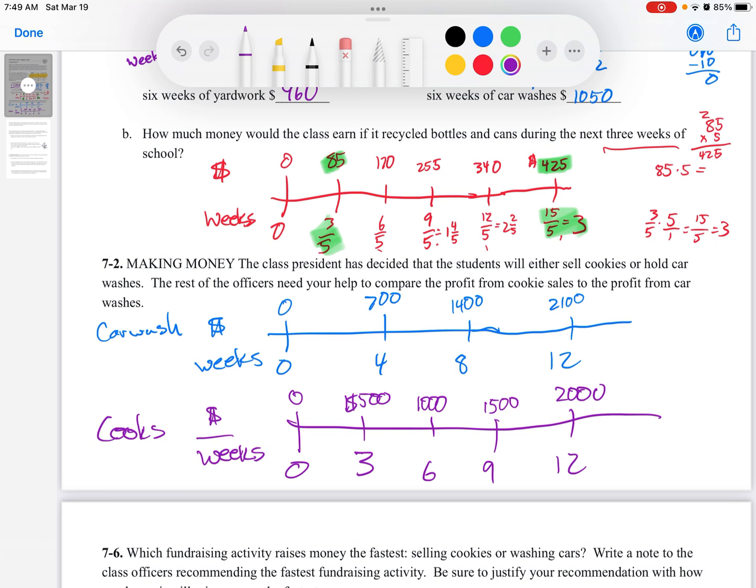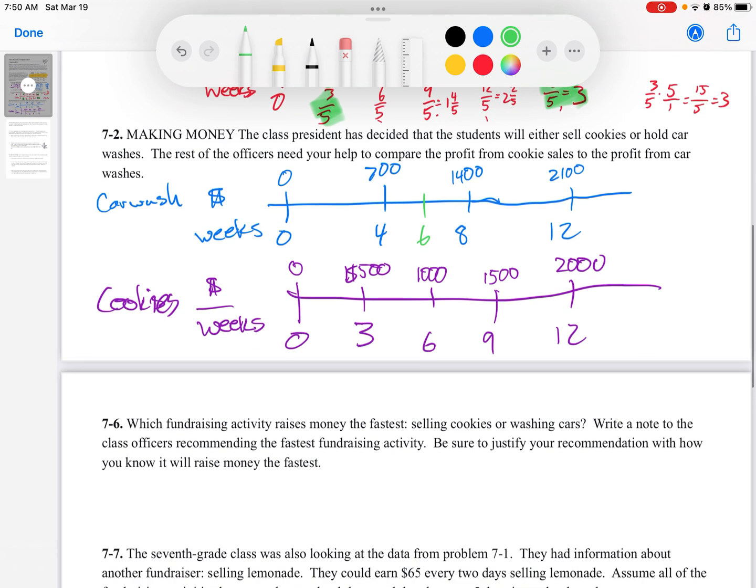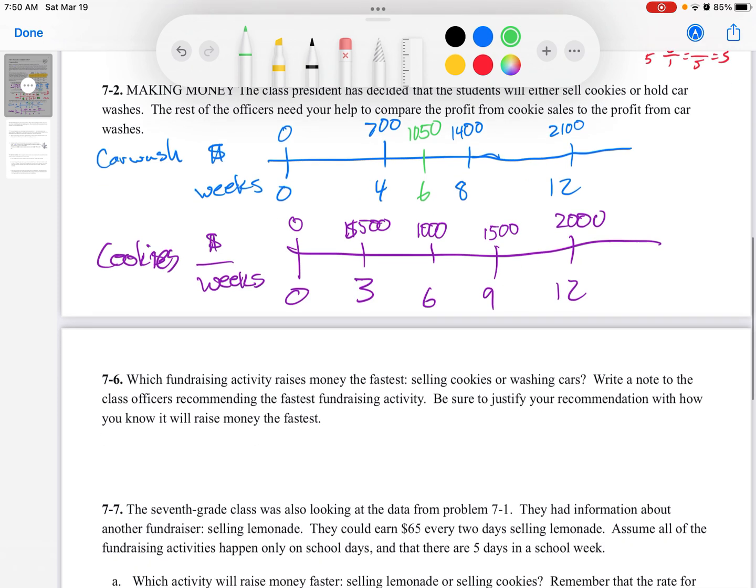This is a good way to compare. It looks like the car wash is better, right? However, other ways that we could do this, we could figure out what it would be for 6 weeks here, right? If we had 6 weeks here, we could do the easy comparison. We already knew that the 6 weeks for car washes was 1,050, sorry. And that's clearly more money than that. So that's a different way to do that. So all kinds of different ways. As long as we're comparing the same time or weeks in time, we can do that.